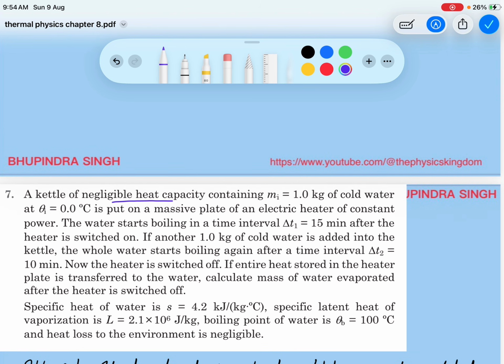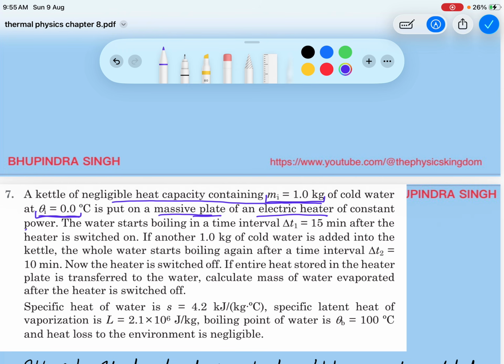A kettle of negligible heat capacity contains 1 kg of cold water at 0 degrees Celsius, right? So 1 kg of cold water at 0 degrees Celsius is put on a massive plate of an electric heater, right? So there is an electrical heater and a plate. So the heater has a massive plate of constant power. Okay, so the electric heater has constant power.